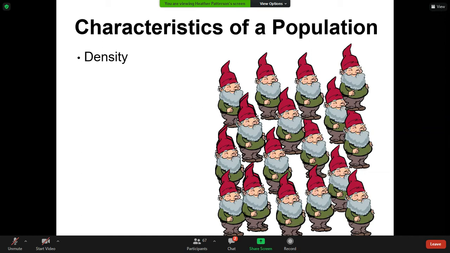Density of a population. It's individuals per unit of space. Yeah, the number of organisms occupying a defined unit of space. So you could consider that we have, I don't even know how many gnomes there are on that slide, but say 12 gnomes per square meter, and that would be our density.